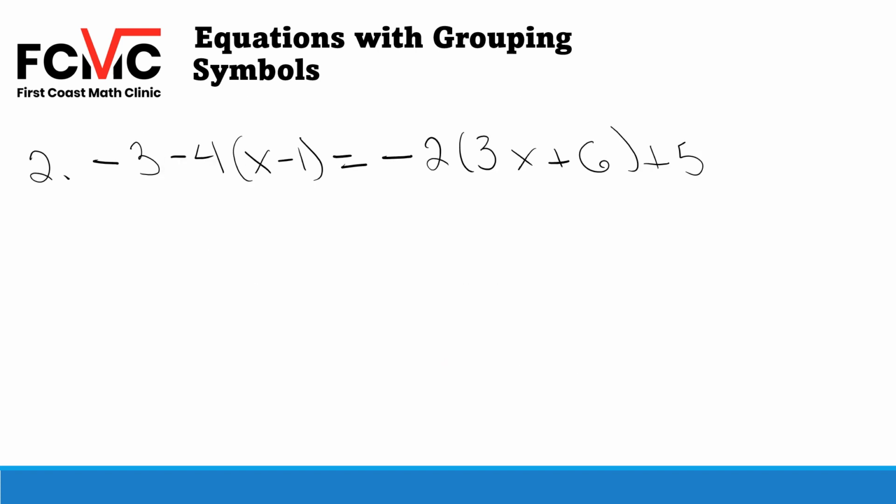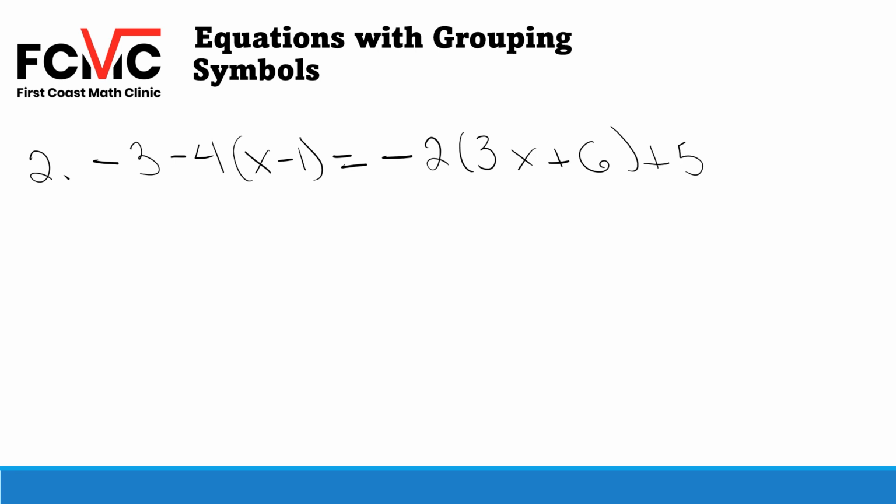So number 2, we've got a combination of grouping symbols and combining like terms. We've got negative 3 minus 4 times the quantity x minus 1 equals negative 2 times the quantity 3x plus 6 plus 5. So let's start on the left side. We've got negative 3 minus 4 times the quantity x minus 1. We can't do the subtraction first. We have to do the multiplication.